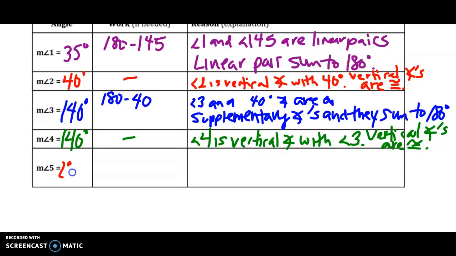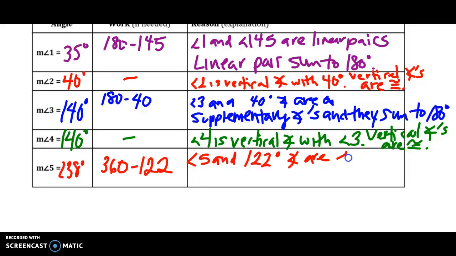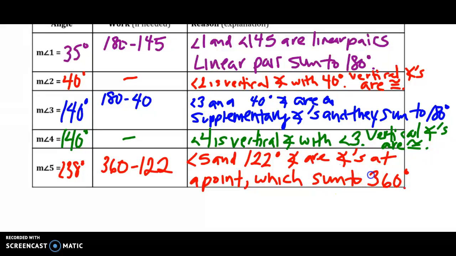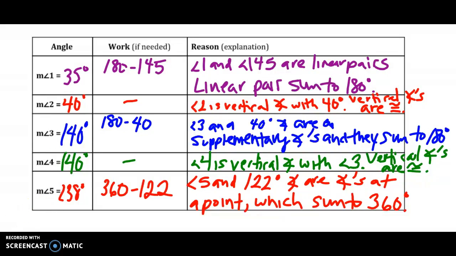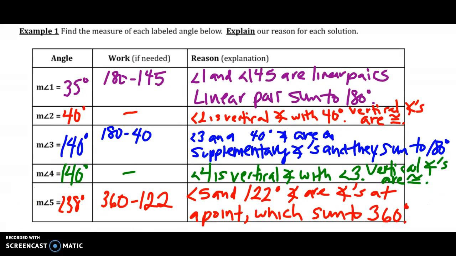So 238 degrees, we did 360 minus 122, and how did we know? Angle 5 and the 122 degree angle are angles at a point which sum to 360. So again, if you don't know those angle definitions and what they add to, you're not going to be able to solve for the given angle measure. And that concludes example 1 for lesson 1.